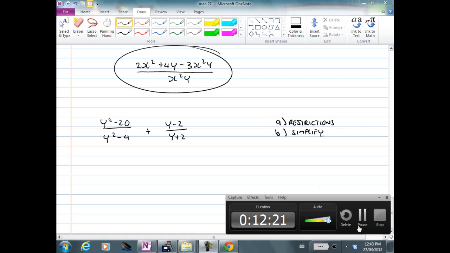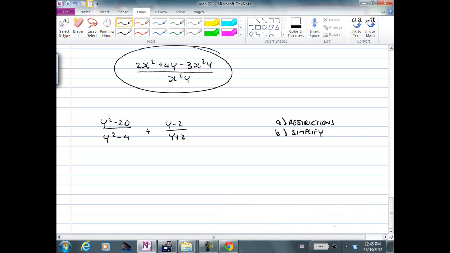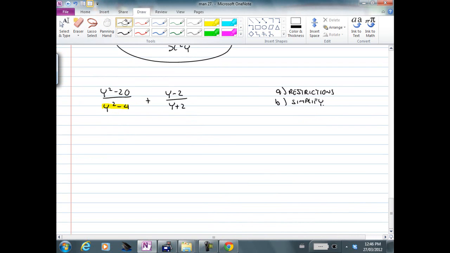I'm going to pause it. I walked around and for the most part, a lot of you got the restrictions correct. You realize that, hey, look, you can factor this part. So go ahead and factor. It's all about factoring. This whole section is all about factoring. The better you are at factoring, the easier this becomes.